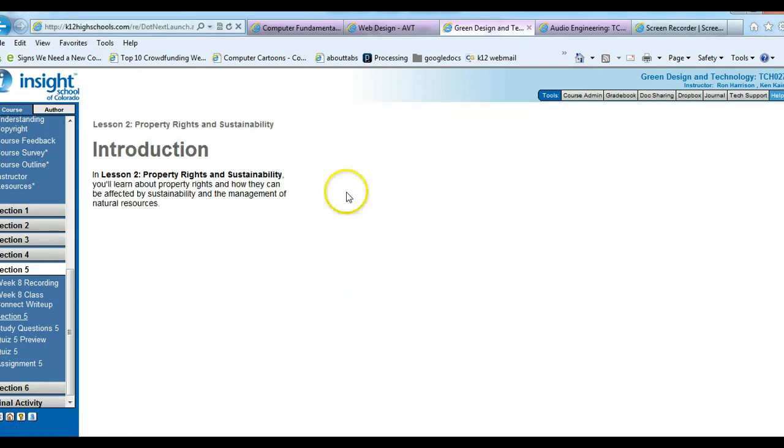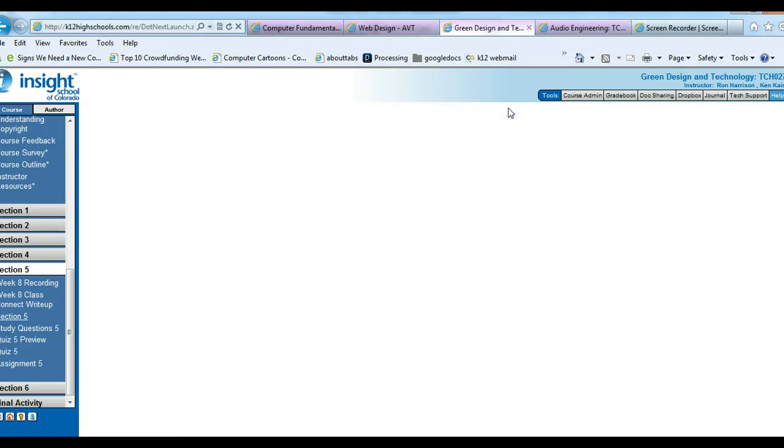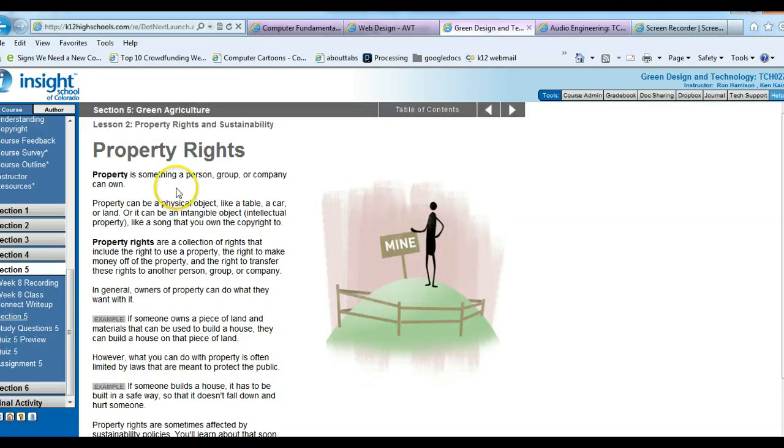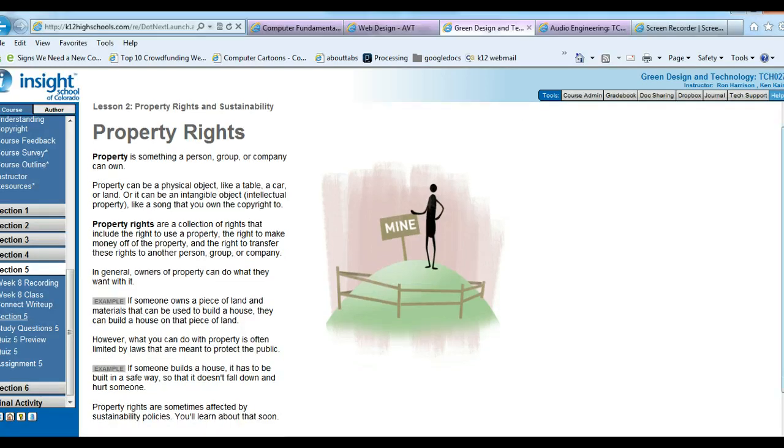Okay, lesson 2, property rights. So property is anything you can own. Of course, we're talking here about property and owning it and being able to do whatever you want to with it. So property rights are rights that include the use of the property, the right to make money off the property, the right to transfer the property, etc. So we're talking about agriculture, we're talking about farmers and people that own the property that they then produce to make a living.